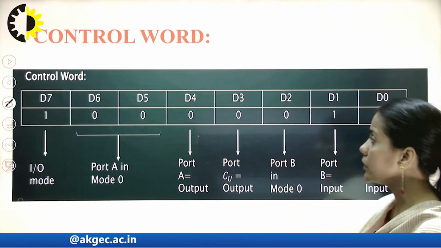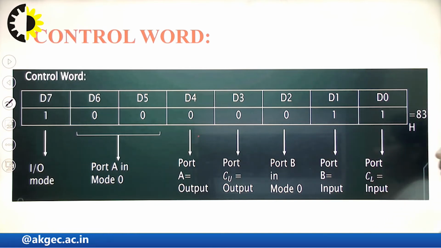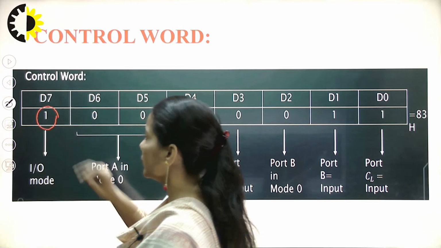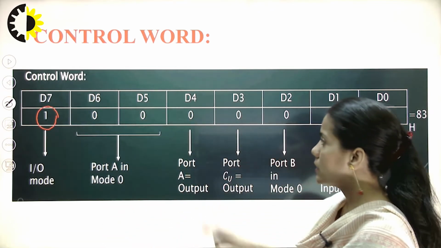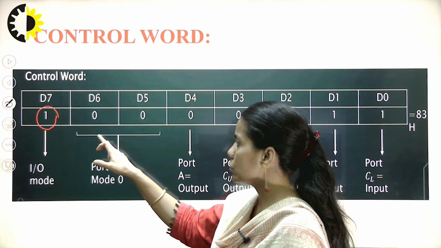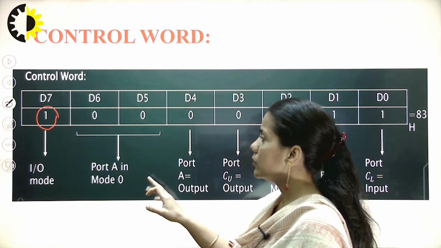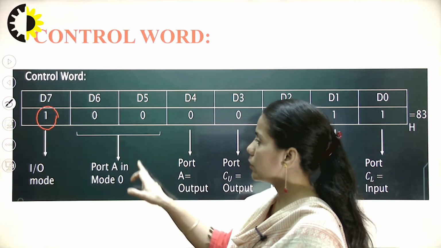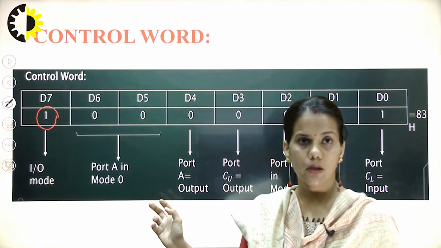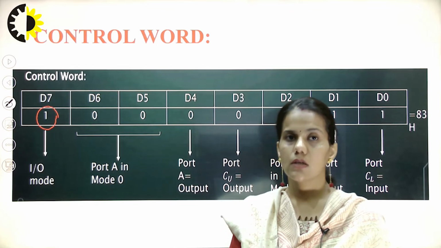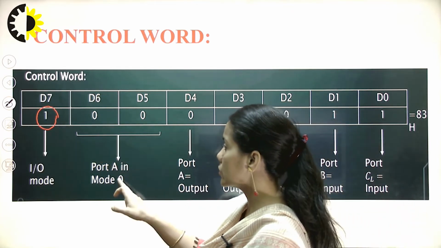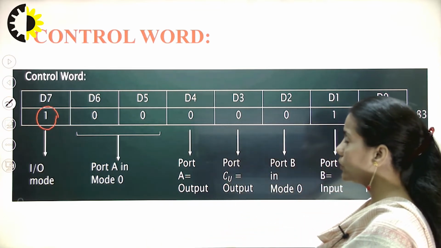Now we will find the control word for this. We are using input output mode, so this bit will be 1. These two bits show what the mode will be for group A. The mode is 0, since we are not using any handshaking signals, simple input output mode is used. So this will be 0 0 for mode 0.